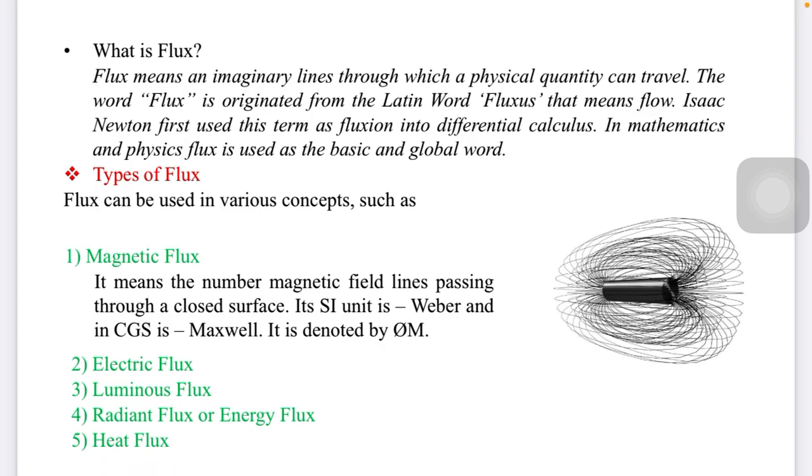So magnetic flux is defined as the number of lines passing through a closed surface. It is not an open surface. The field starts from the left pole and ends at the right pole, right? So it's a closed path. It is the number of magnetic field lines passing through the closed surface. Its SI unit is Weber. Magnetic flux is in Weber, okay. And in CGS, Maxwell is the unit, denoted by flux phi into M, okay.